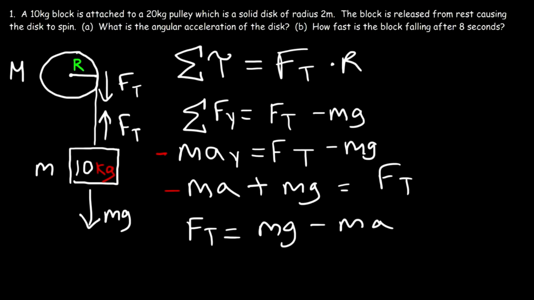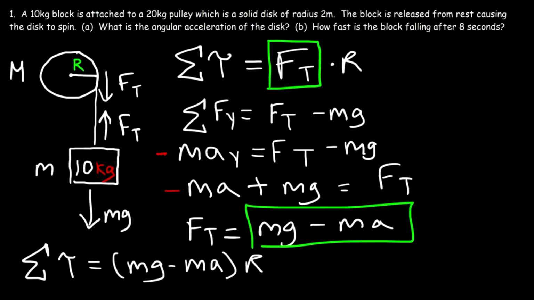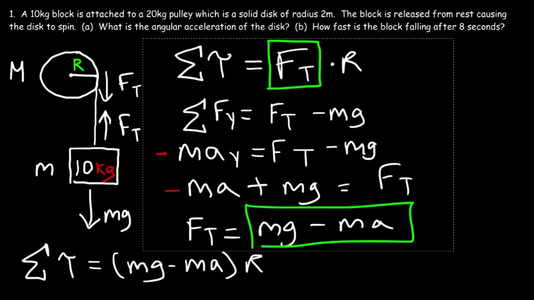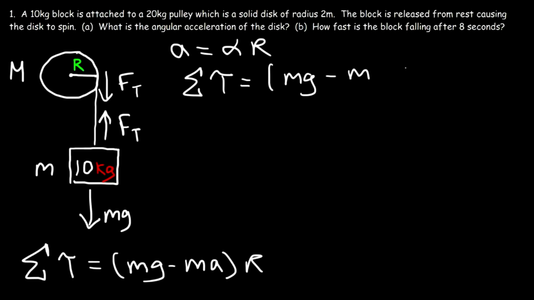So now at this point, what I'm going to do is replace the tension force in this equation with mg minus ma. So the net torque acting on the disc is going to be mg minus ma times the radius. Now, since I'm running out of space, let's erase a few things. Now the linear acceleration is equal to the angular acceleration times the radius. So let's replace a with alpha times r. So the net torque is now mg minus m alpha times r.